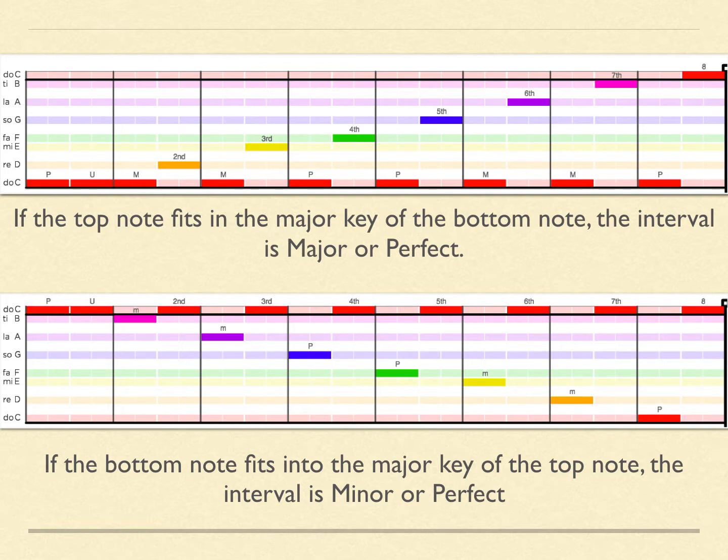So, for example, in the third pane there, the third measure, if you like, in the bottom row, if A fits into the major key of the top note, which is C, and it does, the interval is either minor or perfect. Well, from A up to C, let's see, that's A, B, C, that's a third. So I know thirds can't be perfect, so it must be a minor third. So this is a pretty useful and quick way to handle intervals. I like this method.